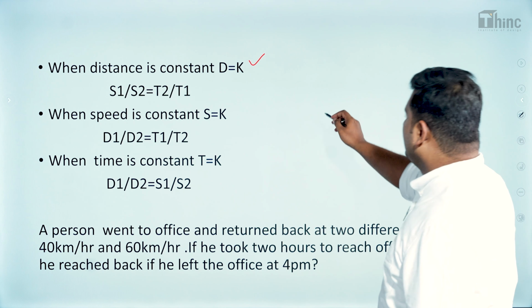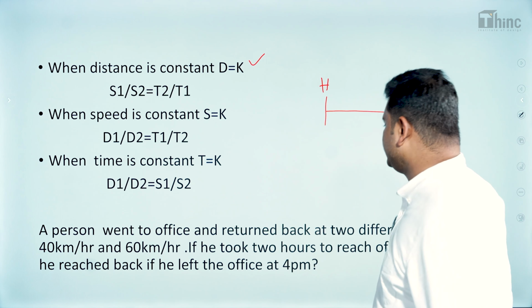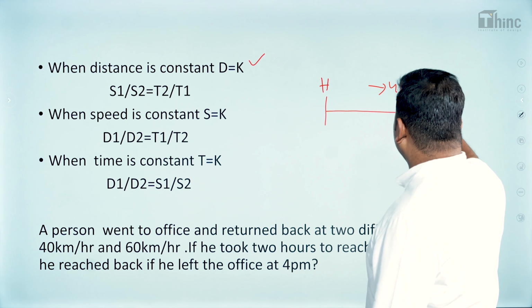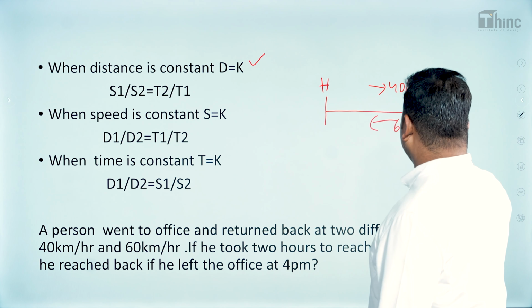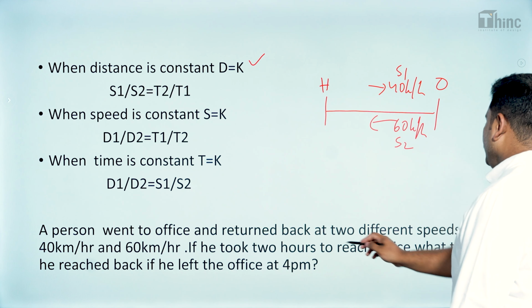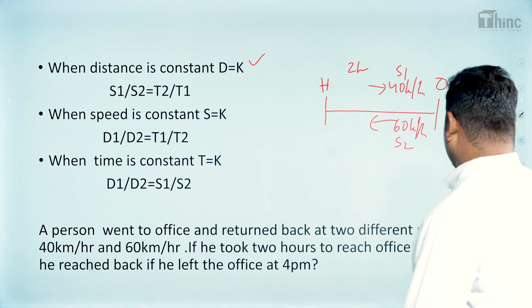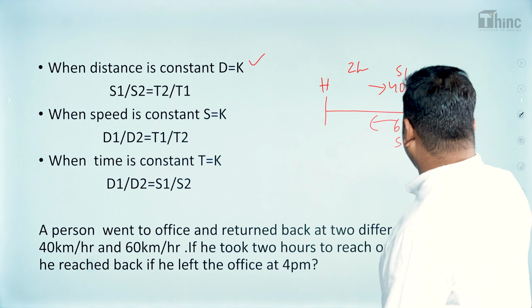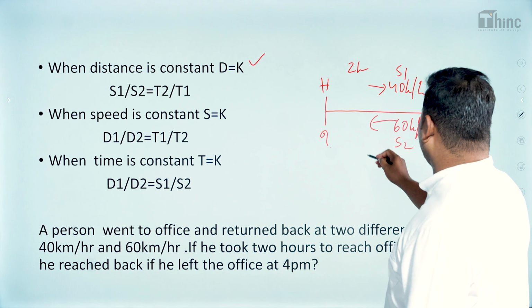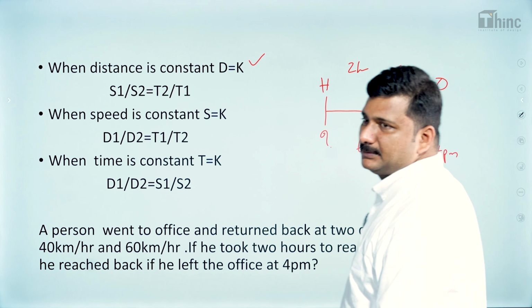A person travels from home to office and then returns back from office to home at two different speeds of 40 kilometers per hour and 60 kilometers per hour. So we know the value of s1, we know the value of s2. And he took 2 hours to reach office. Towards office, the time taken is 2 hours. At what time will he reach back if he left the office at 4 p.m.? So if he left the office at 4 p.m., what time he will reach back is the question. So we need to find the value of t2. So how can we find the value of t2?